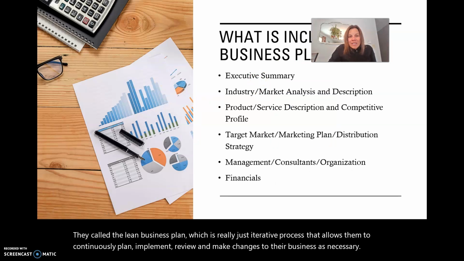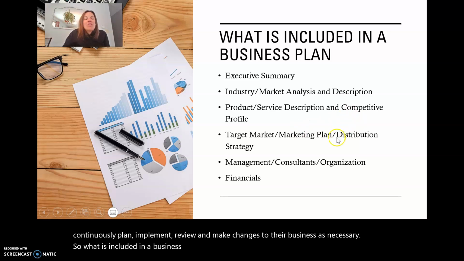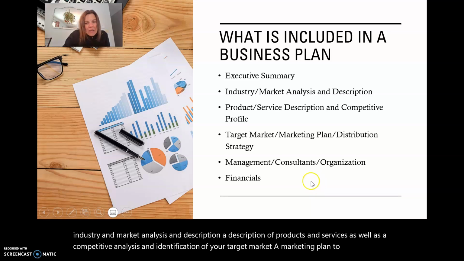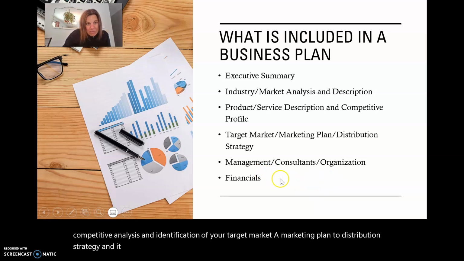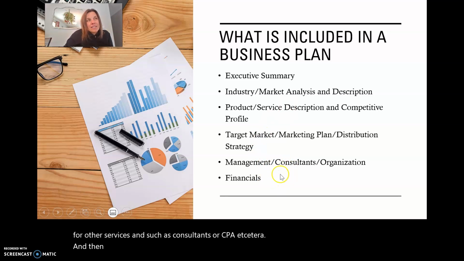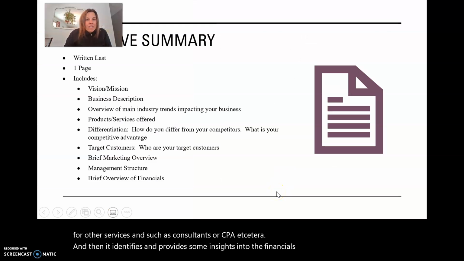So, what is included in a business plan? Well, a business plan usually has an executive summary, an industry and market analysis and description, a description of products and services, as well as a competitive analysis, an identification of your target market, a marketing plan, a distribution strategy. It also outlines who's going to be in charge of the company, who you're going to hire for other services, such as consultants or CPA, etc. And then it identifies and provides some insights into the financials of the company. So let's look at each of these.